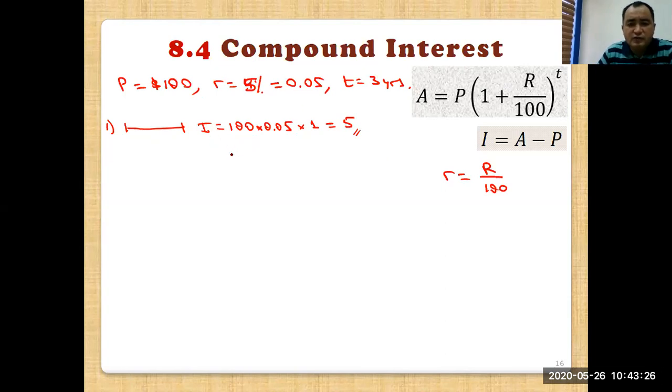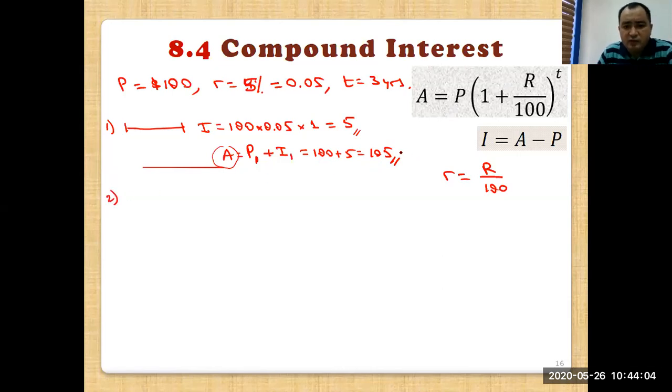So now at the end of the first year, how much money do you have in your account? The original principal, right? Let's say it's P sub 1. It's your first principal plus the first interest. The first principal is $100, and the first interest earned by this money is $5. So it is $105. Now you have $105 in your account, so for the next year you allow the bank to use this amount of money, because you are not withdrawing any money from the bank.